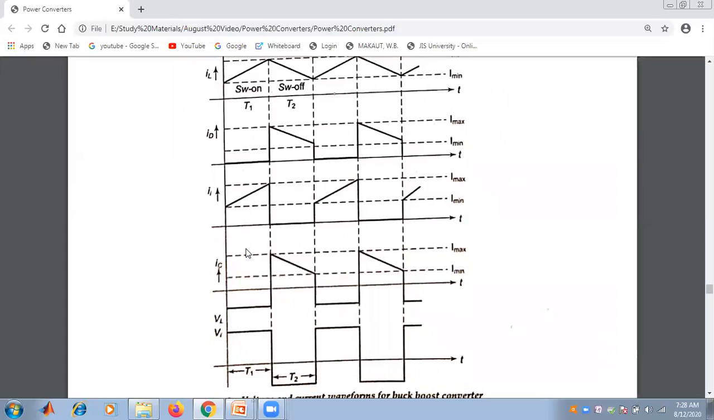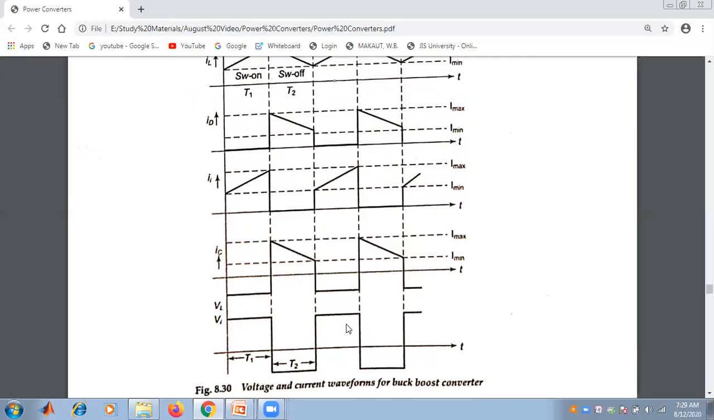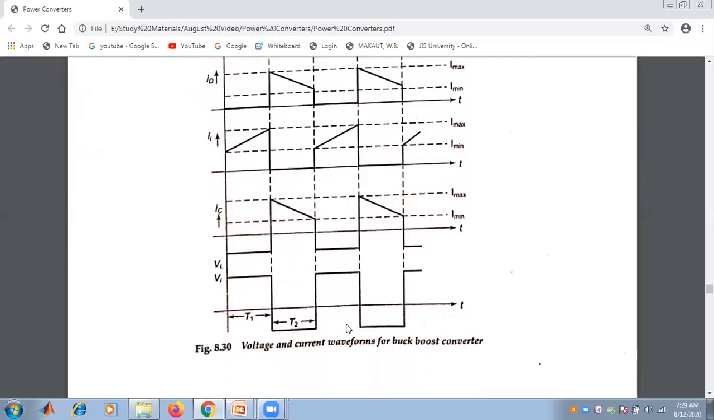Now if I see the voltage across the inductor, for the time period t1, it will be Vi equal to VL, that we have already seen. But for the time period t2, when the switch is off, the output voltage became VL. So as a result, we see that the pattern is like that. So this is the voltage and current waveform for the buck boost converter.